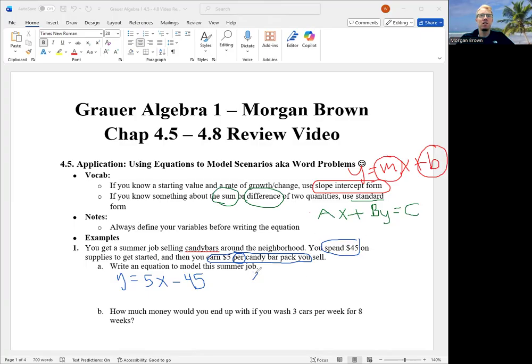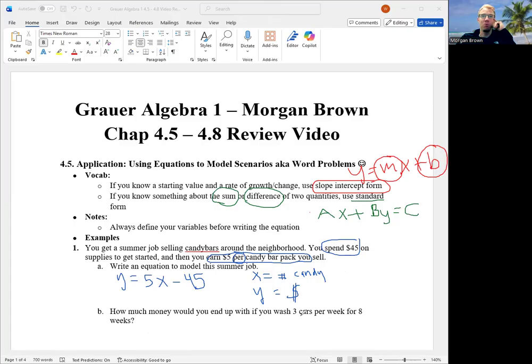Now, in this case, our variable x is the number of candies sold. Since I'm doing this with a mouse, I'm going to shorthand it here: number of candies. And then y is the amount of money that we end up with. Okay, cool. So how much money would you end up with if you wash? Oh, this is a typo, guys. I'm so sorry. I meant to update this, and then I think I ran out of time when I was making this document.